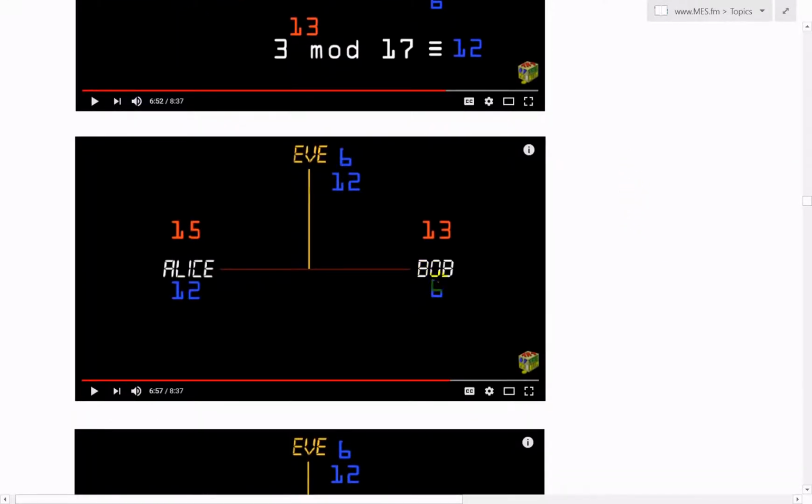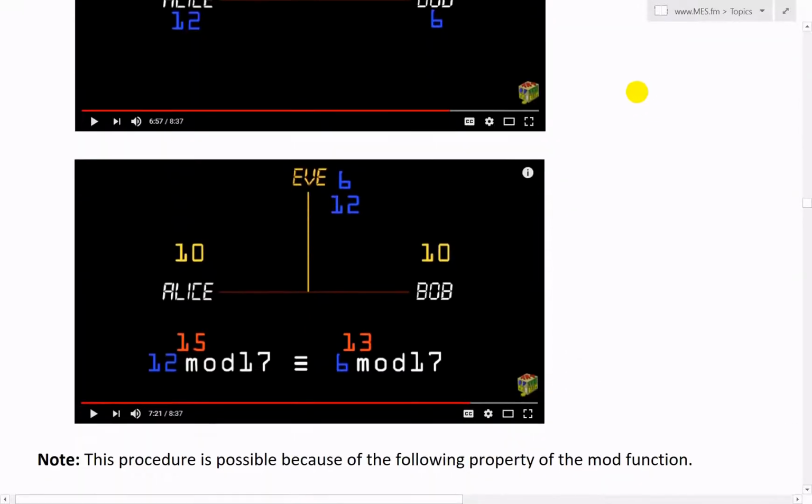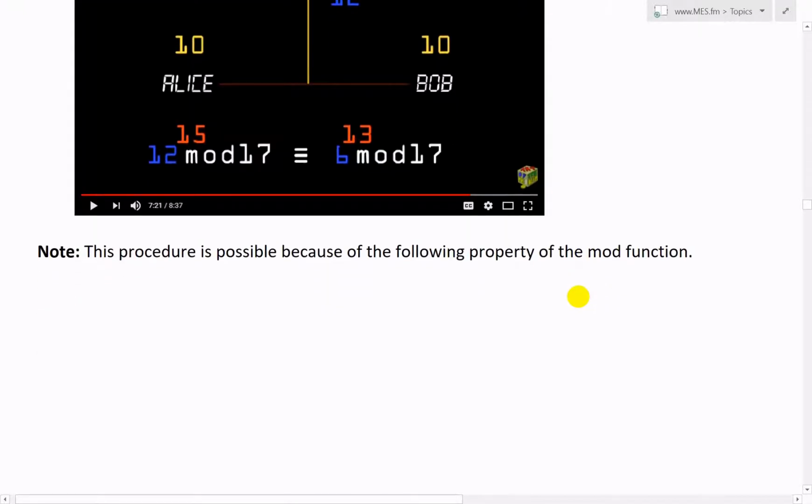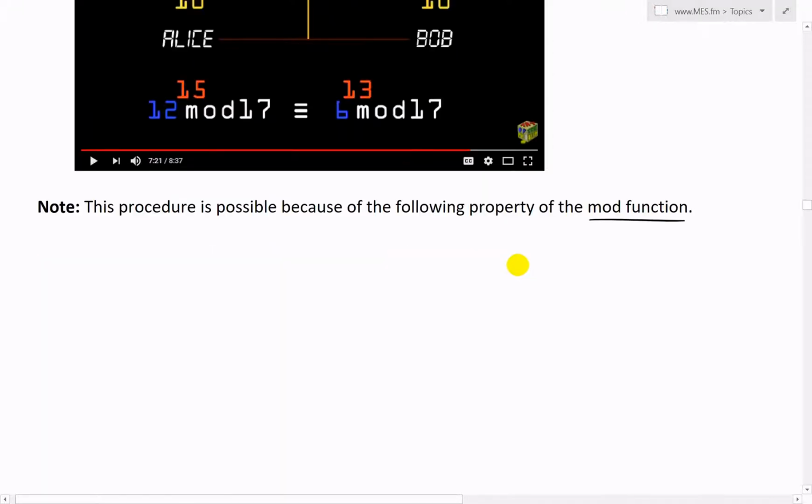Everyone has 12 and 6, but Alice has 15 and 13, and this is where the property of the modulo function kicks in, which is not only a one-way function, hard in one way, easy in the other. It has this property over here, very similar to that paint mixture. So this one's 12 to the 15 equals 6 to the 13, and this procedure is possible because of the following property of the mod function, where if you had the primitive root, let's say is G, so G mod, let's say we had the prime root P like this.